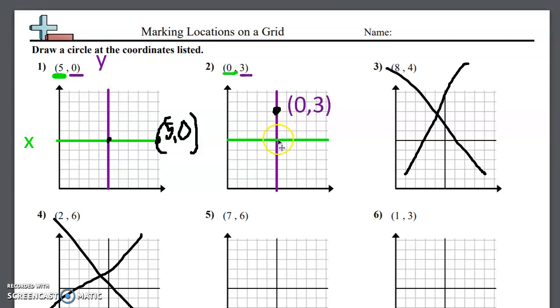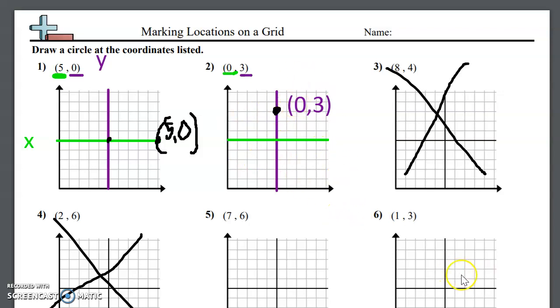Looking now on my x-axis, I didn't move because I was already at 0. Then my next number tells me how many I go up on the y-axis. It's 3, so I went up 1, 2, 3, and I mark my location.